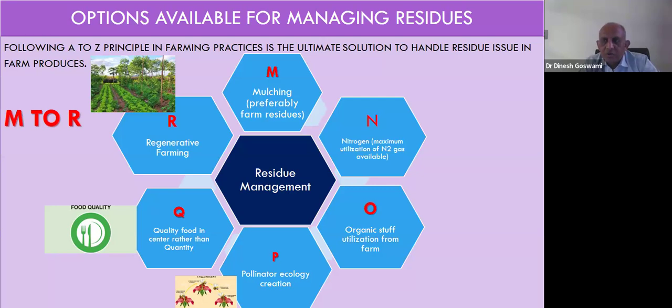Another one is pollinator and ecology creation. Pollination is major in farming, because without pollination there is no yield. If farmers have good land, good seed, good quality, but an absence of pollinators like honeybees, that can reduce yield directly or indirectly. And pollinators are a very important aspect of the ecology of farming.